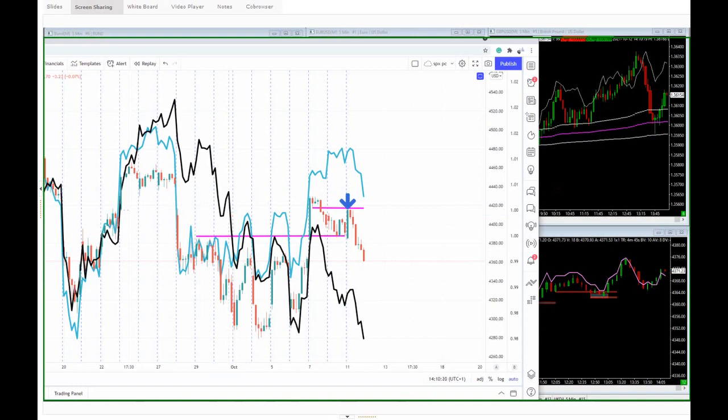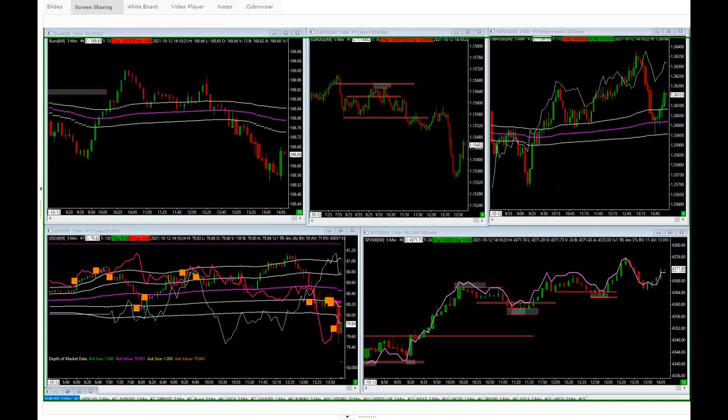So we're getting close to today's cash open. We're 20 minutes ahead of it, and we'll get ready for the opening bell.